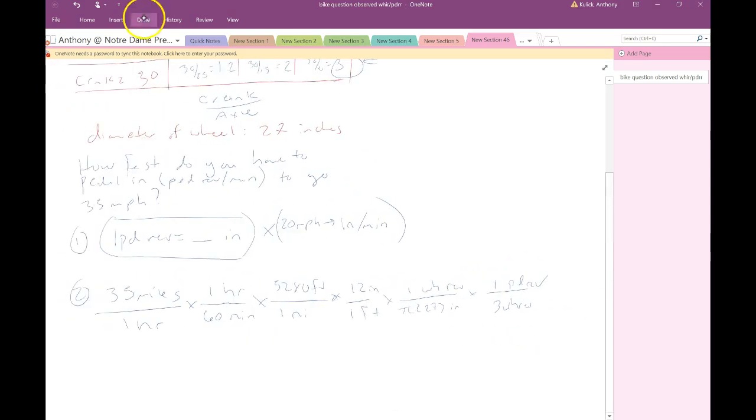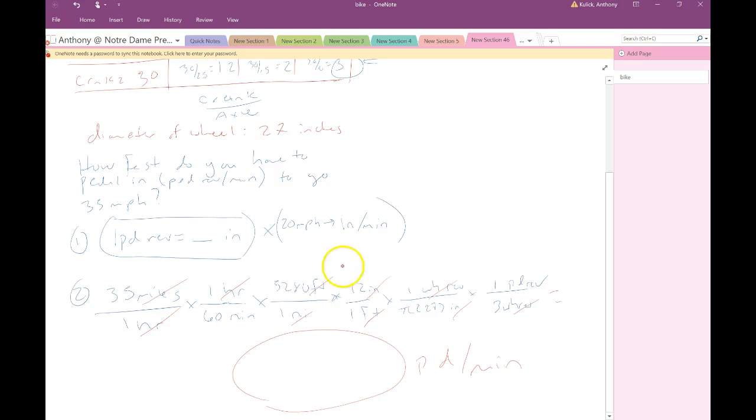And then if I multiply that out, hours cancels with hours, miles cancels with miles, feet cancel with feet, inches cancel with inches, wheel rev cancels with wheel rev, and the unit we're left with is pedal rev per minute. So all I need to do is multiply that thing out. So you could do either one of these two ways. It won't matter to me which one you do, just it would have to be clear what you did there.